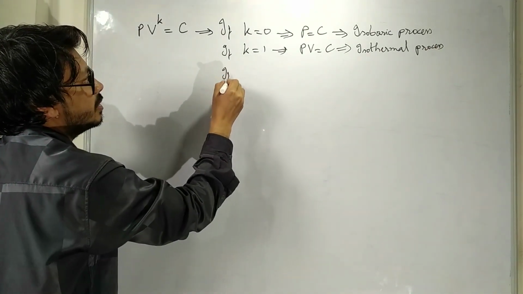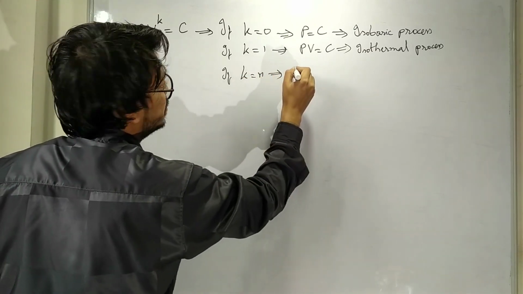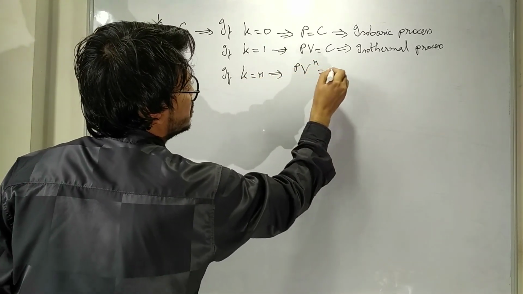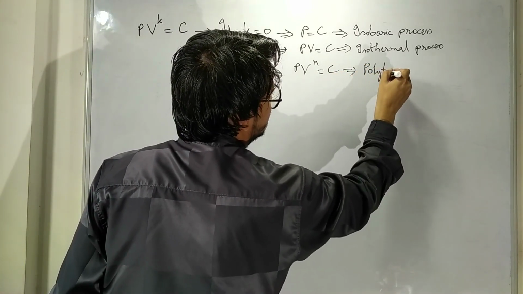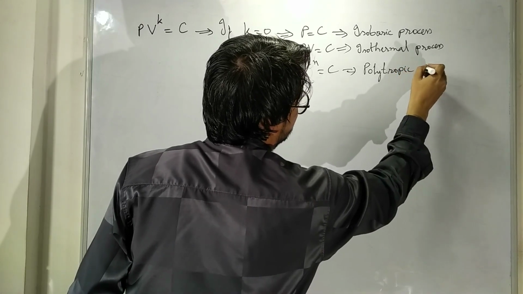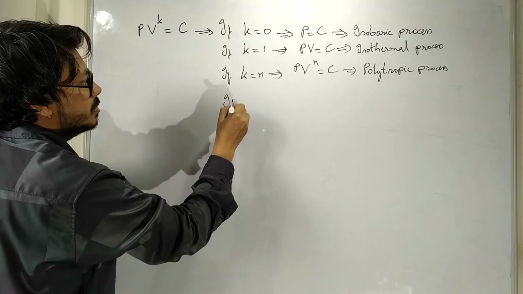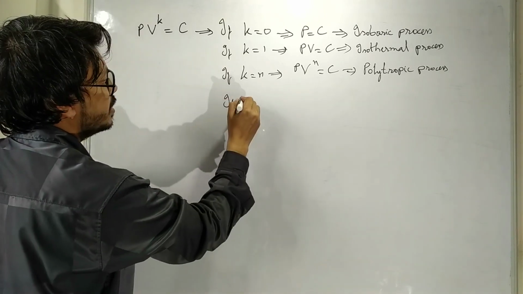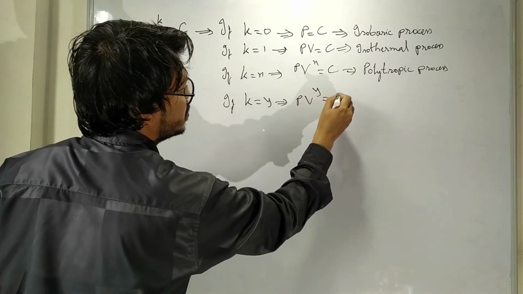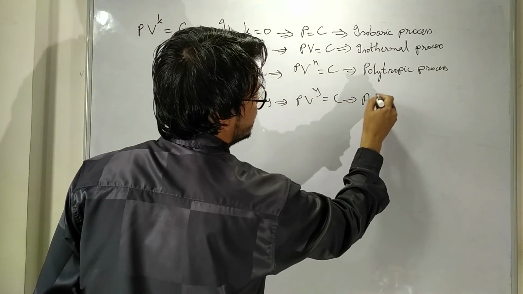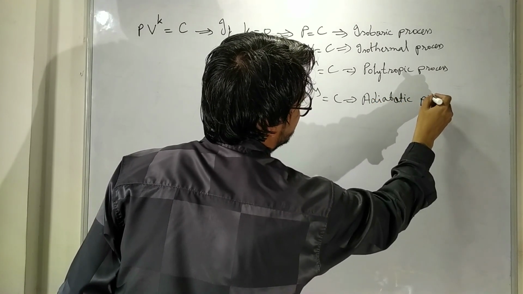If k equals n, this implies PV to the power n equals constant. This is a polytropic process. Now, if k equals gamma, this implies PV to the power gamma equals constant. This is an adiabatic process.